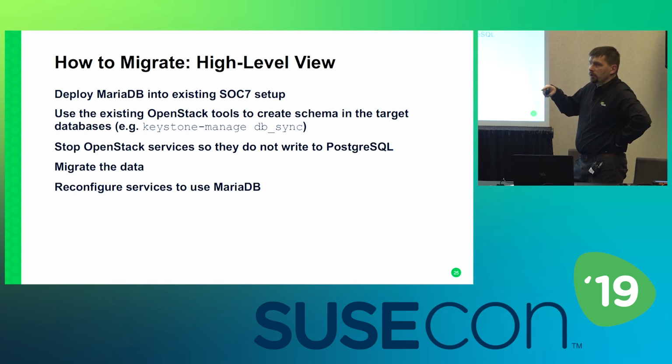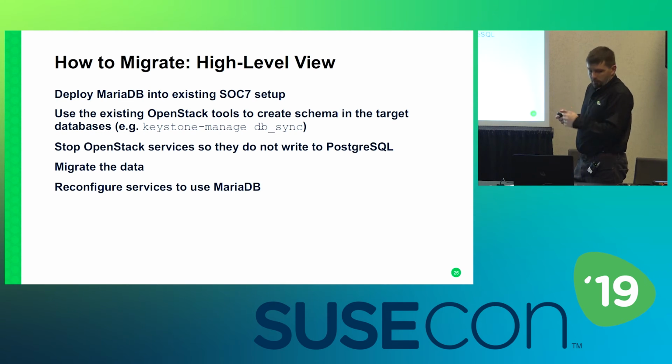As I said before, those DB sync calls that are used to upgrade database schema to the latest version are actually able to create the database if it doesn't exist. So we make sure that the freshly deployed MariaDB database actually has the correct database structure, correct schema, and we create all the database users. Then we have to stop all the OpenStack services, so they are not producing any more data. Then there is a step where the data should be migrated, and finally we can reconfigure all the services so that they point to the new database.